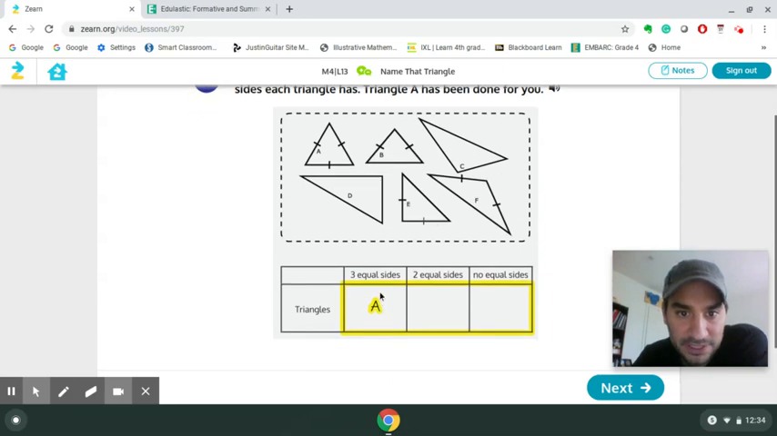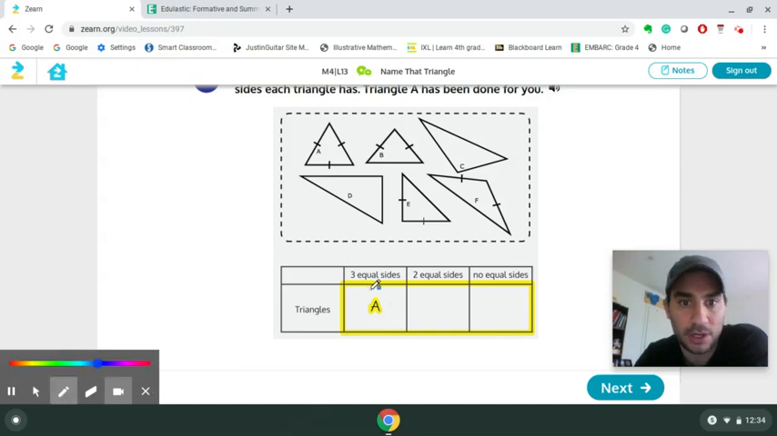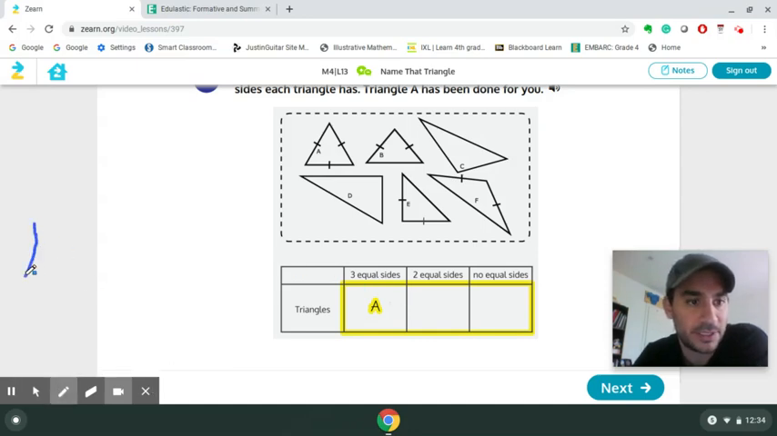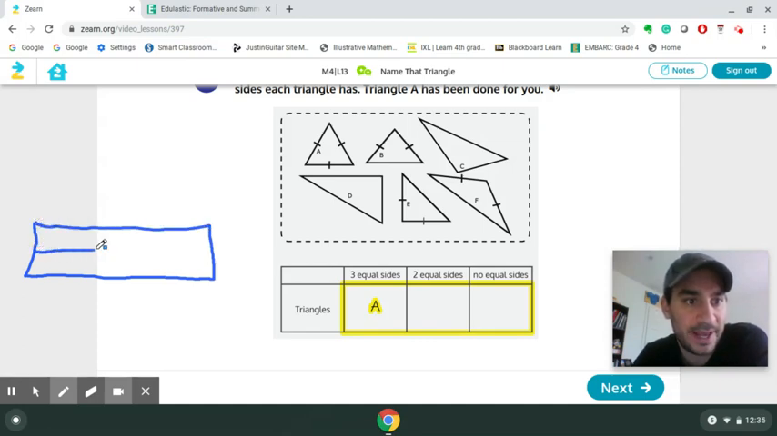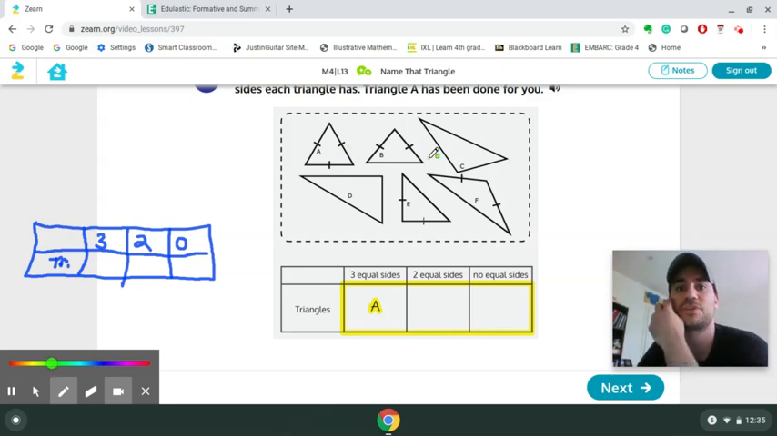So our first classification, and what you guys are going to want to do is create this chart on your scrap paper. So what I would do is I would draw a rectangle just like this. I would split it in half horizontally, and then I would draw 1, 2, 3, 4 columns. I would make it look just like this, okay? So you can put your triangles here, just write TRI. And then here you're going to have 3 equal sides. You're going to have 2 equal sides and 0 equal sides. And then we're going to fill this in with which triangles match.